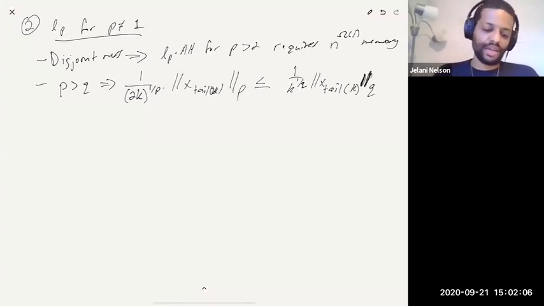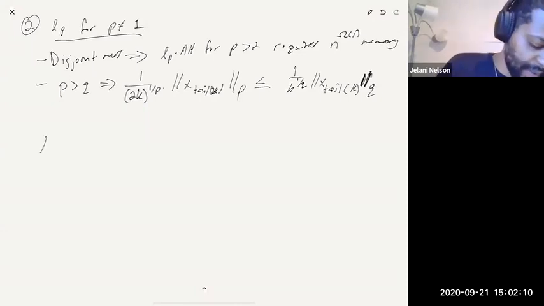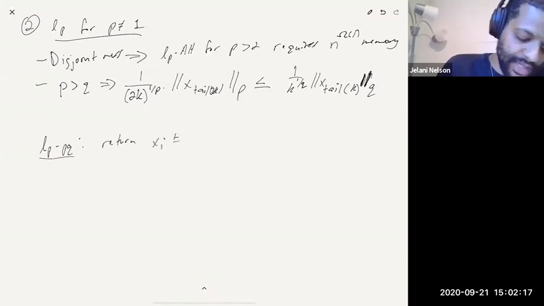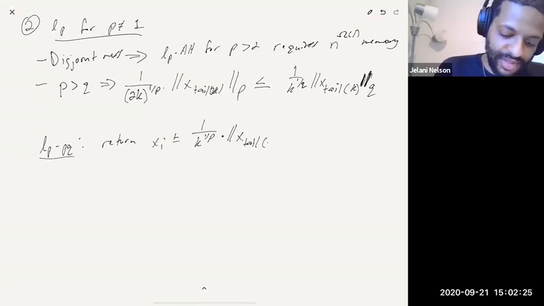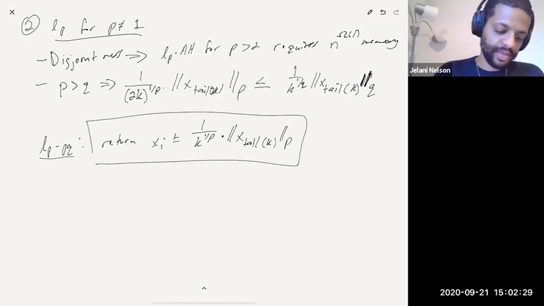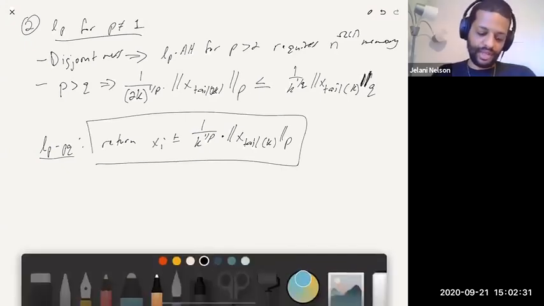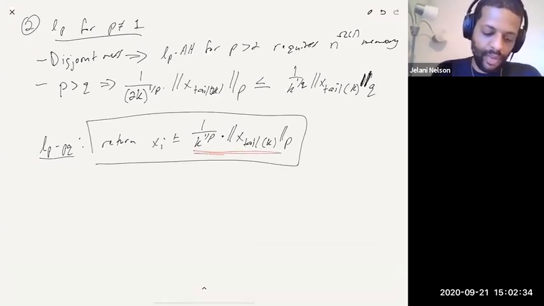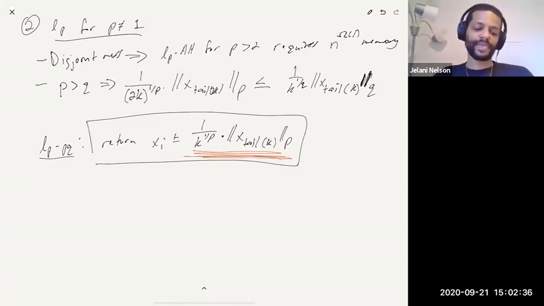Also, LP point query says basically return x_i plus or minus 1 over k to the 1 over p times x tail p. I'll probably give you some practice with some of the homework. Remember, this part here is your error term in point query, right?